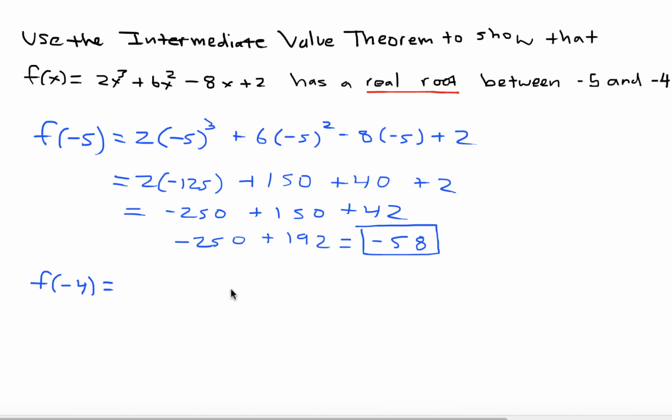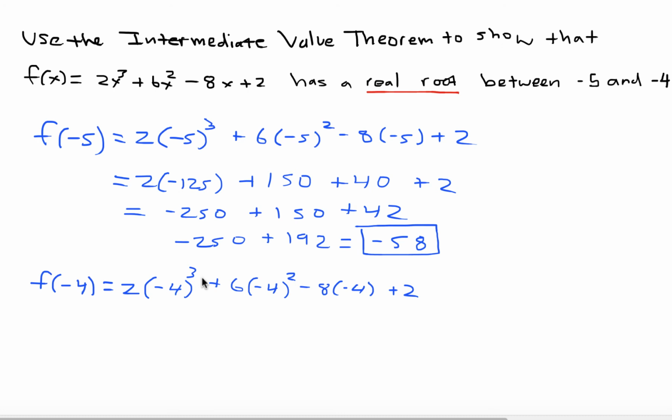So what does that mean? It means that if we plug in -4, remember, we don't care what the number is, but we should get a positive answer. And we can conclude then that between -5 and -4, this graph is going to cross the x-axis. So let's go ahead and figure this one out.